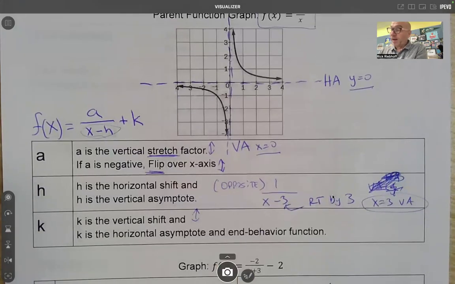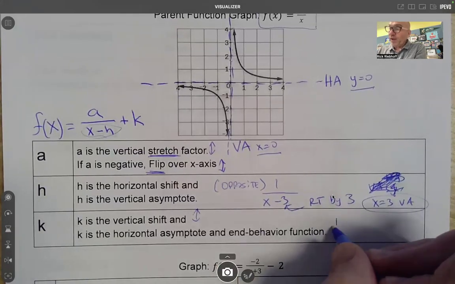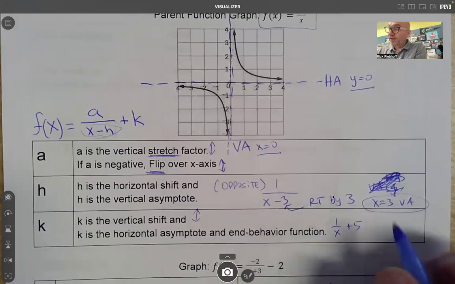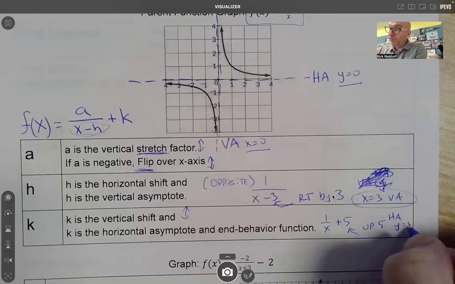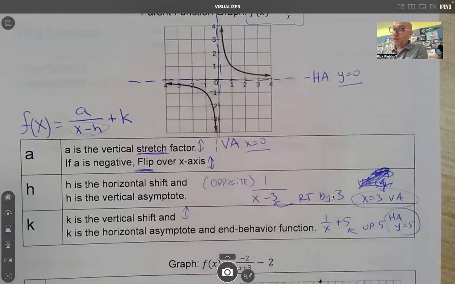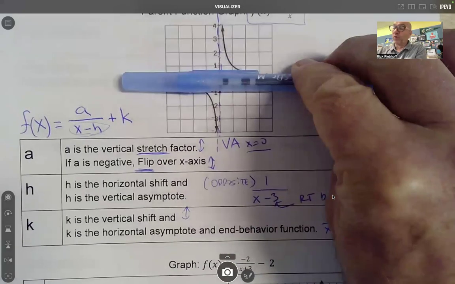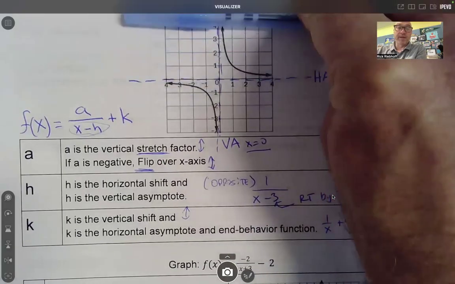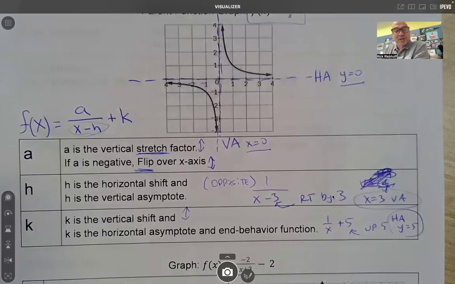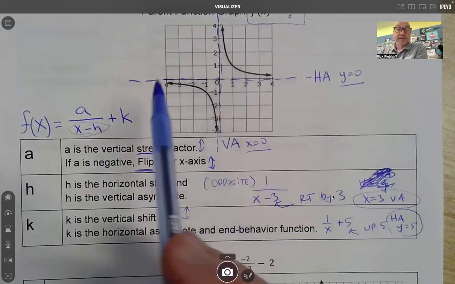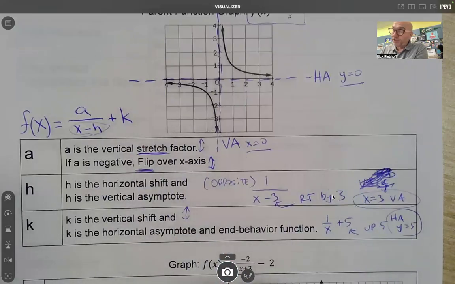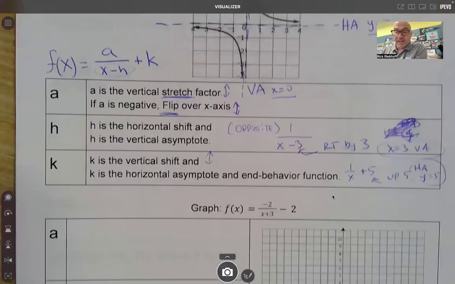Okie dokies. So if we had 1 over x plus 5, that means we are going up 5. So that means my horizontal asymptote is y equals 5. Okay, so if we move the whole parent function up, it includes the asymptotes. And the asymptotes are key because once you graph the asymptotes, you can graph the rational function, right? So here we go. Let's do this problem.